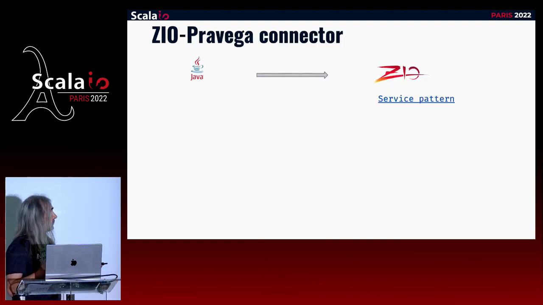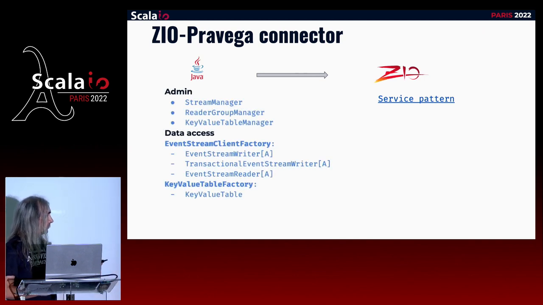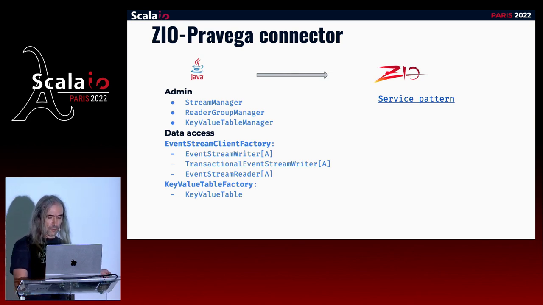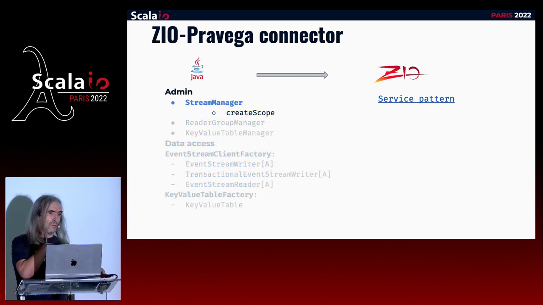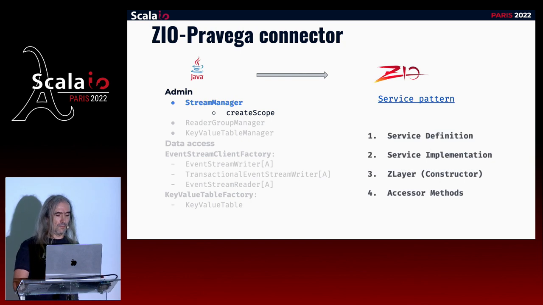The connector is just how to make a Java API into a ZIO program using a pattern that I will detail. This is all the point I have to wrap to port into ZIO. Of course, I won't go through all of them. I will just take a sample of a stream manager, the tool to administrate the topics in Pravega, and I will show you how to create a scope using this pattern.